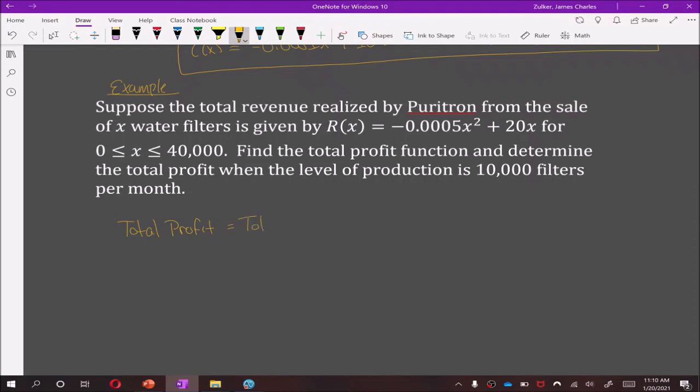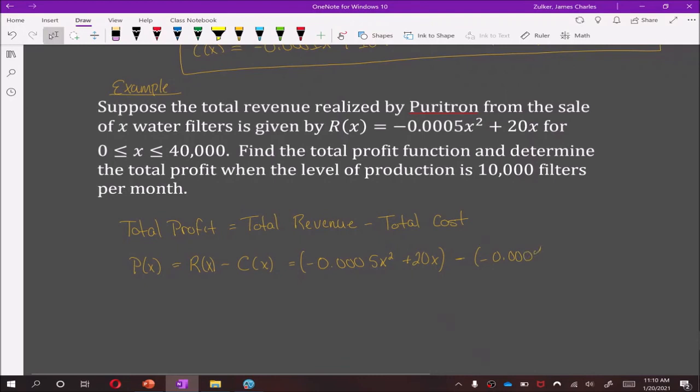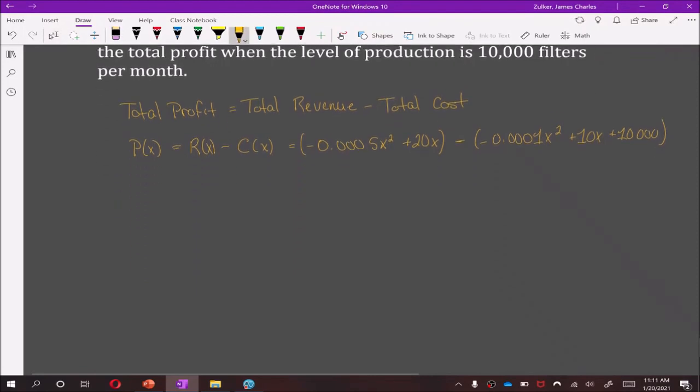is revenue minus cost. That is, profit function P of x is revenue R of x minus cost C of x. Revenue was given, now the cost we just found. Rearranging and combining like terms, we wind up with this.